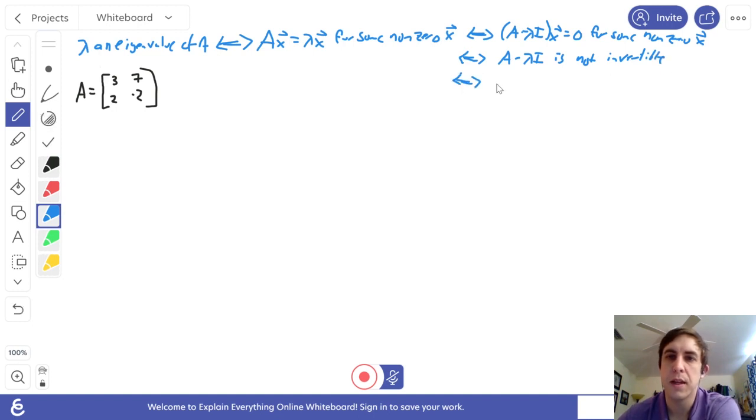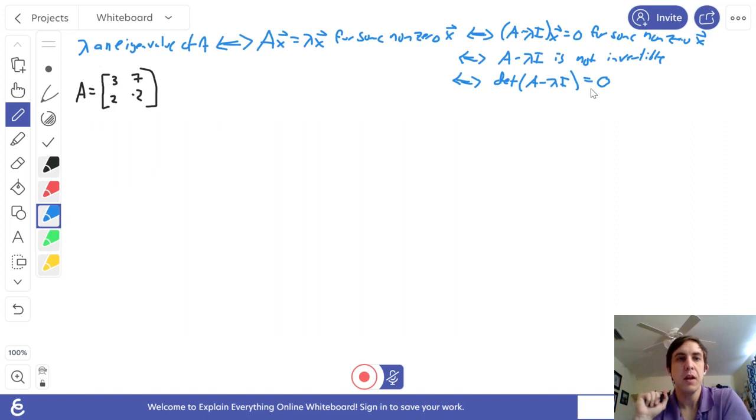And one way to see that A minus lambda I is not invertible is to look at its determinant. We know an invertible matrix has to have a non-zero determinant, and if our determinant is 0, we're not invertible. So our technique for finding the eigenvalues is to compute the determinant of A minus lambda I and figure out what values of lambda make it equal to 0. So let's look at this with our particular A here.